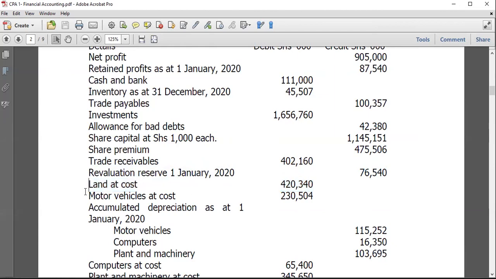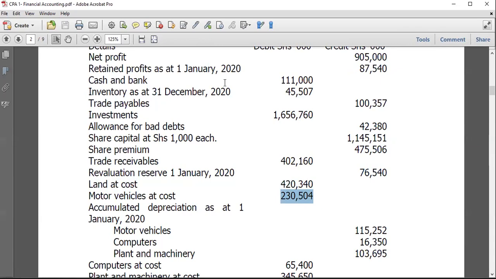And then we have the motor vehicle at cost. Like I said, whenever they say motor vehicle at cost, it means that this 230,504 is the amount of money that we incurred in bringing this motor vehicle into operation, including its purchase price. Okay, the purchase price, the freight costs, buying the number plate, the registration, and so on. As long as any cost is incurred before the actual use of the asset, any cost that brings the asset into operation would definitely form part of the cost.